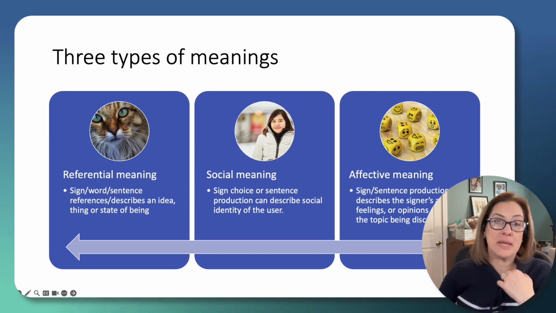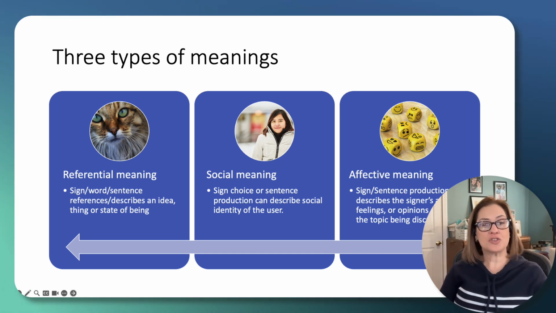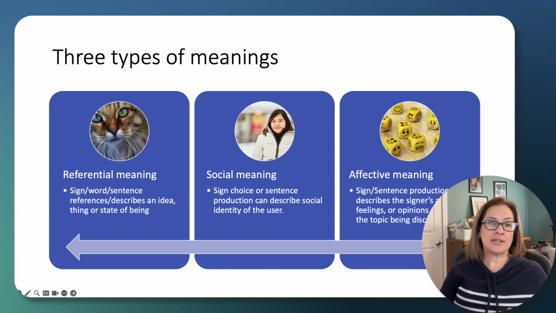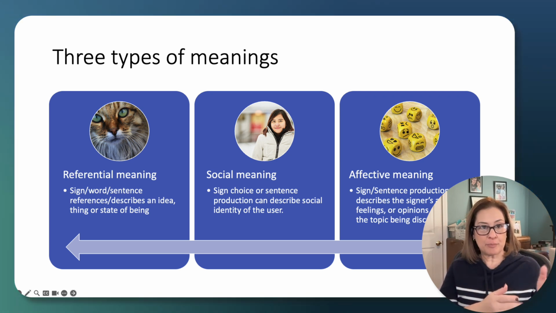There are 3 types of meaning that the authors talk about in the book. There's the referential meaning, where the sign, word, or sentence references or describes an idea, a thing, or a state of being. It's literally just, this is what the sign means. No deeper than that. This is what it represents.